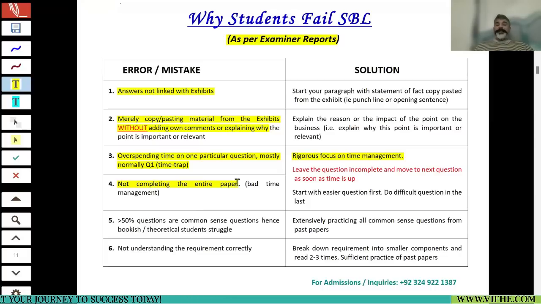You should not expect to pass if you attempt 80 or 85 marks. You should target to attempt at least 95 marks of the paper, right? So time management is very important. And under exam techniques today, I will cover certain strategies for time management, all right?